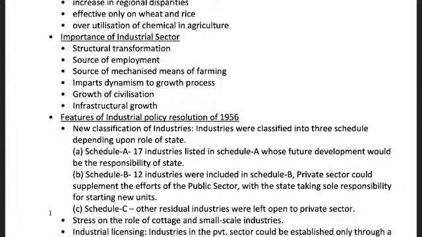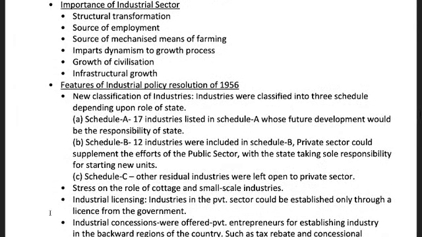Schedule B: 12 industries were included in Schedule B. The private sector could supplement the efforts of the public sector, with the state taking sole responsibility for starting new units. Schedule C: other residual industries were left open to the private sector. Stress on the role of cottage and small scale industries.